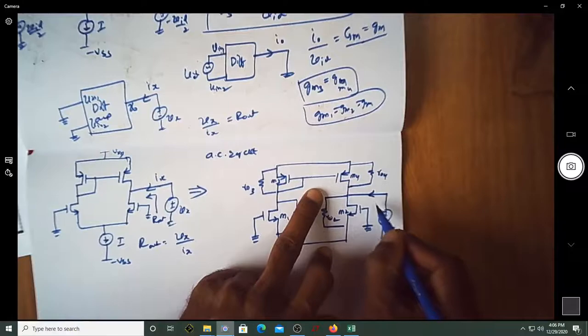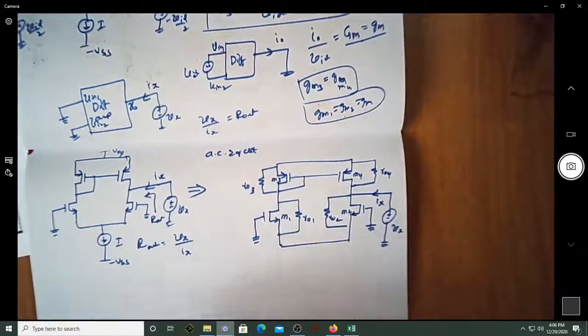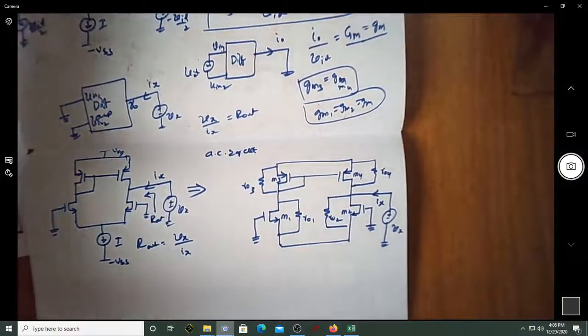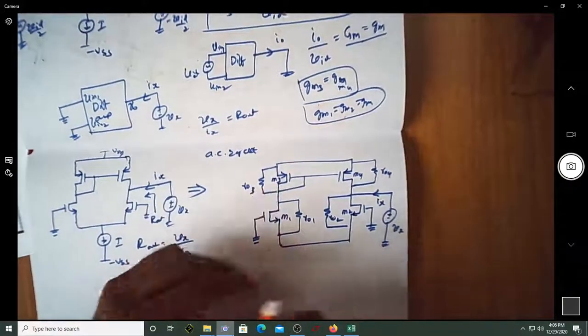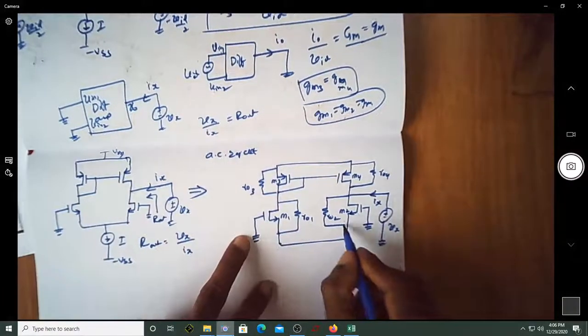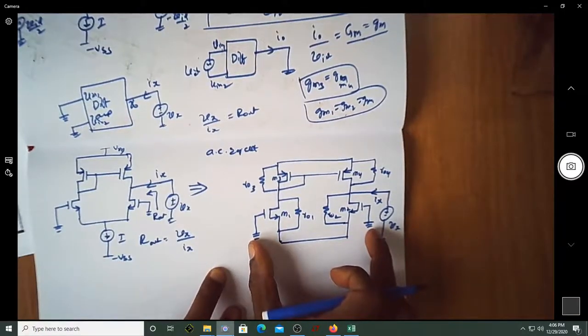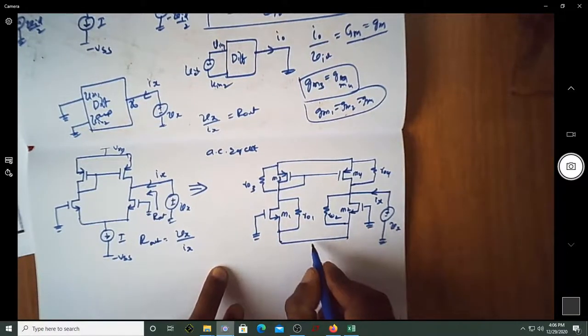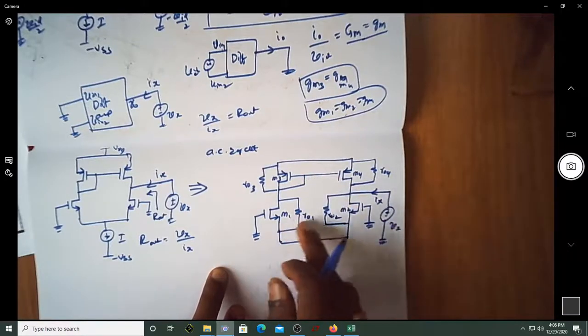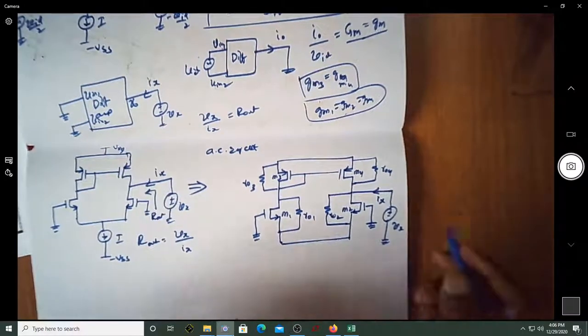This is what we are considering as Ix. Let us try to write the currents we have. Of course, when we are considering this as ground, the AC analysis of this will be like a virtual ground point.